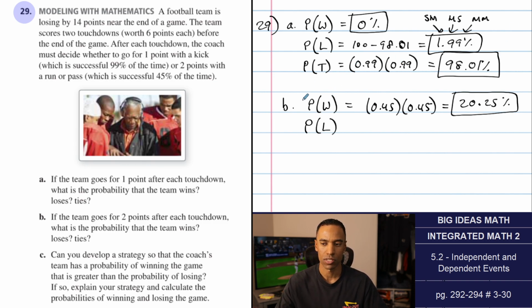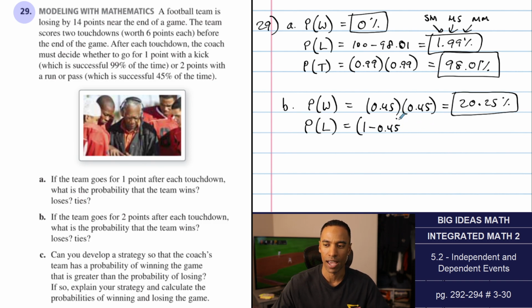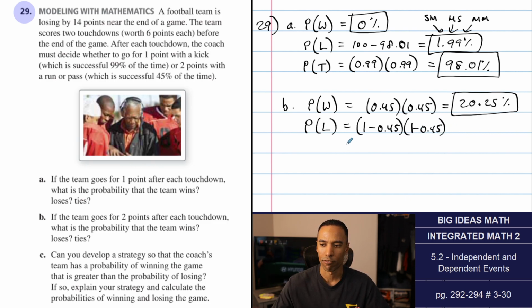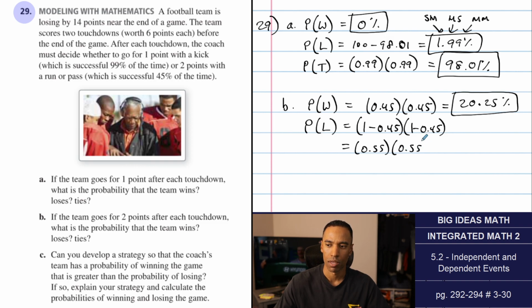If you miss both 2-point conversions, that's 1 minus 0.45 times 1 minus 0.45, or 0.55 times 0.55. You must miss both: miss first and miss second. I don't remember 0.55 squared. Was it 3125? No, 3025.